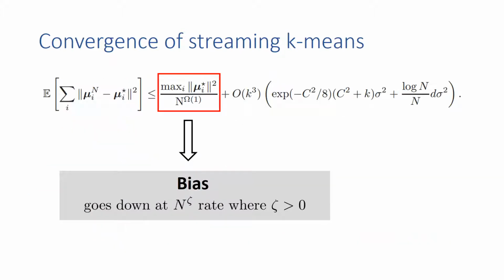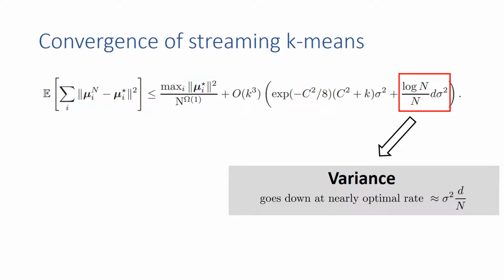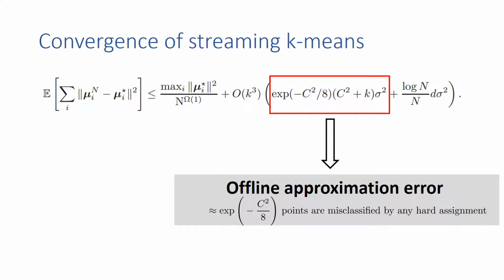In particular, this bound decomposes into a bias term, which is dependent on the initial error and decays at a rate polynomial in n, a variance term due to noise in the data points, which goes down at a nearly optimal rate with extra log factors, and finally, an offline approximation error term, that is the error present in any algorithm that performs a hard assignment of points to clusters.